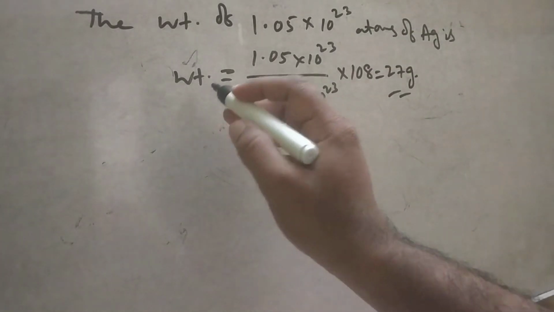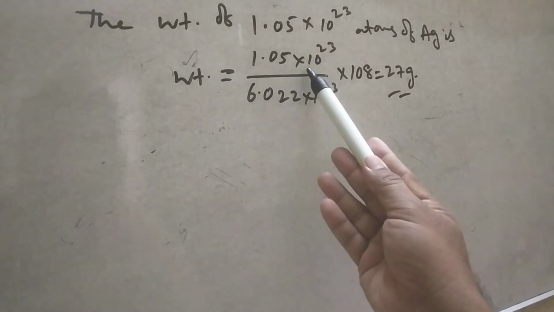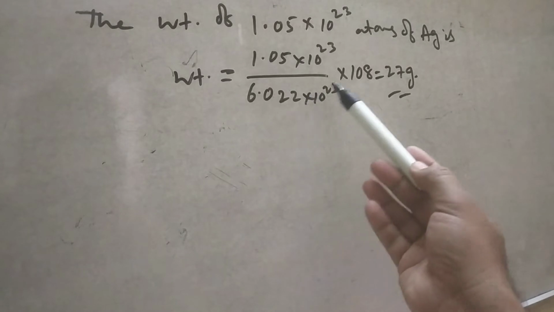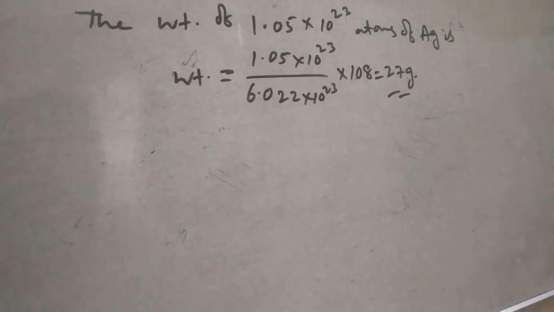So if you want to calculate the mass of the respective atoms, it is the given atoms divided by Avogadro number into your silver mass, which is 108. So like that you have to calculate.